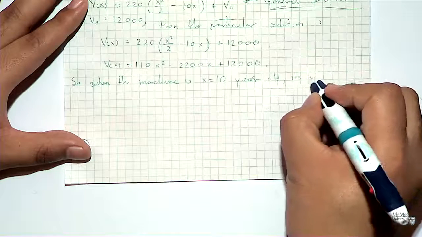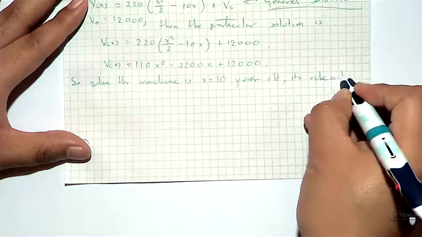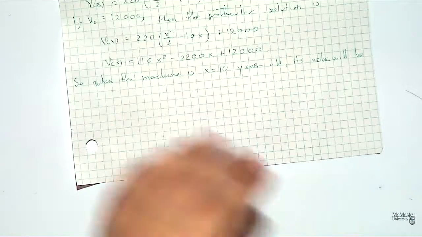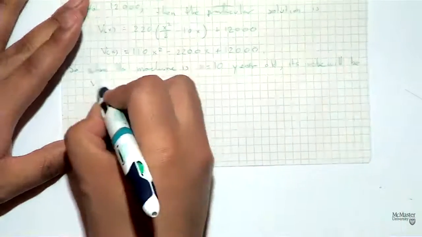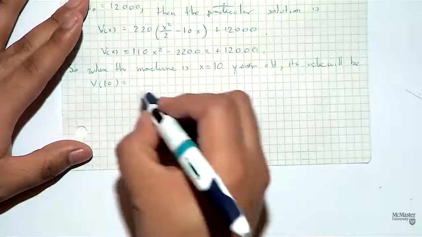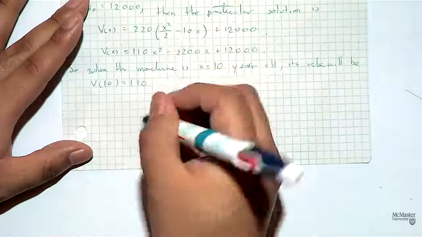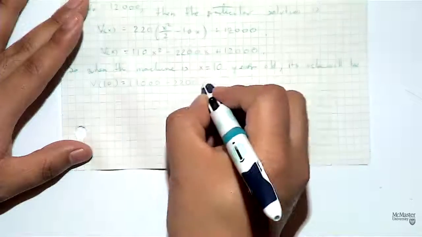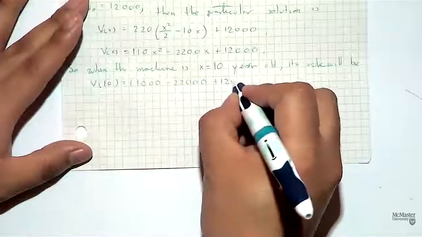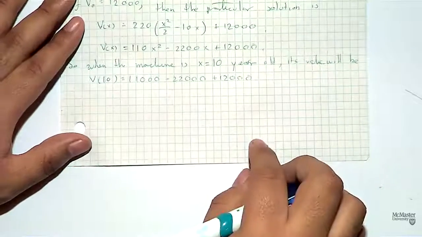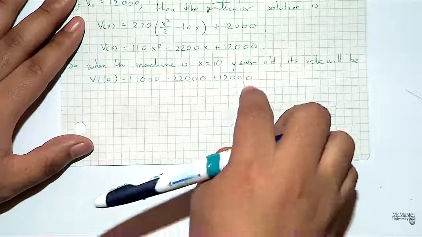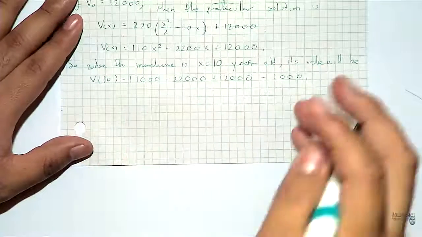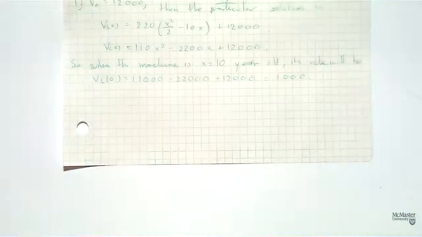Its value will be, so you just plug in the 10, right? B of 10 equal to 110, then 10 squared, you add two zeros, minus 22,000, plus 12,000, right? So if you do the addition of these, you get 23 minus 22,000, so you get 1,000. So I just plug in the 10.